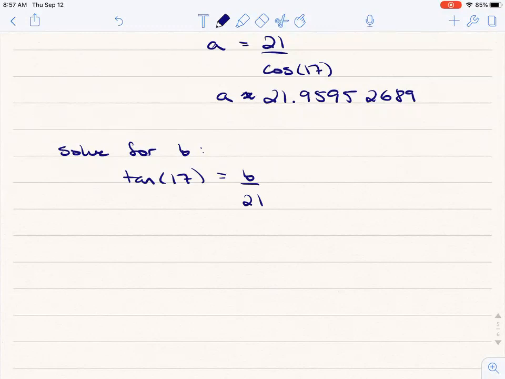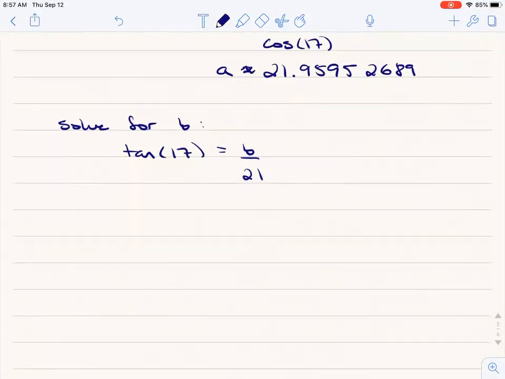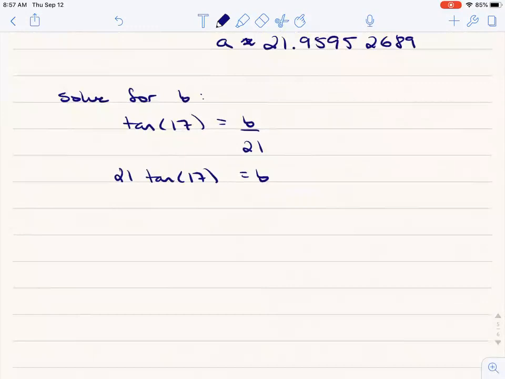Solving for B here is a little bit easier because we just multiply the 21 over. So then we get 21 tan of 17 is B. And then I like to just move it over. 21 times the tan of 17 is, let me just make sure, yeah, 6.420344311, approximately. Okay.